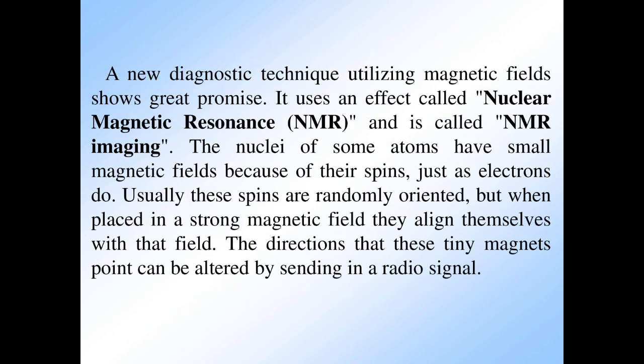A new diagnostic technique utilizing magnetic fields shows great promise. It uses an effect called nuclear magnetic resonance, NMR, and is called NMR imaging. The nuclei of some atoms have small magnetic fields because of their spins, just as electrons do. Usually, these spins are randomly oriented, but when placed in a strong magnetic field, they align themselves with that field. The directions that these tiny magnets point can be altered by sending in a radio signal.